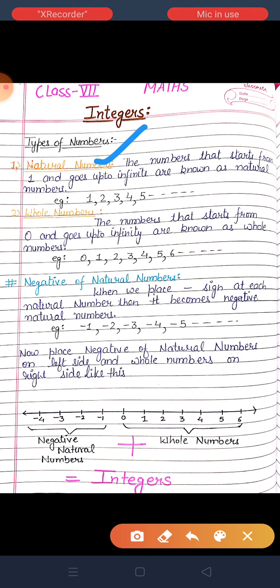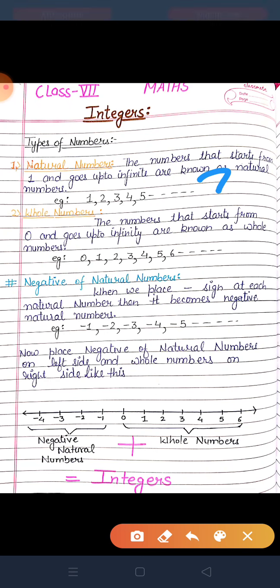The first type of numbers are natural numbers. As you all know, natural numbers are the numbers that start from 1 and go up to infinity. Infinite means there is no limit to natural numbers; you can write as large a number as you can. So the smallest natural number is 1, but we don't know what the largest natural number is. The smallest natural number is 1 and the largest number is not defined.